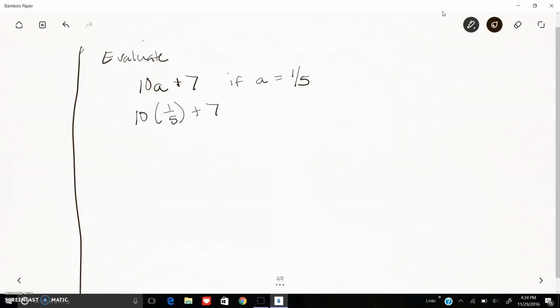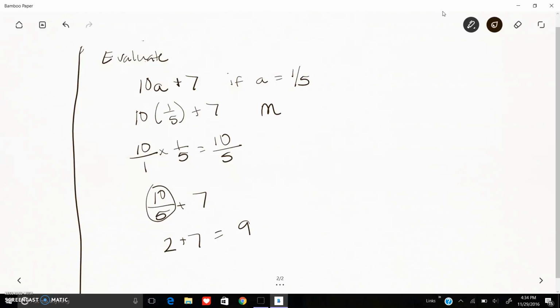I need to do my multiplication first as per the order of operations. So I'm going to do 10 times 1/5. Since this is a whole number and this is a fraction, I have to put my whole number over 1 and then multiply across. 10 times 1 is 10. 5 times 1 is 5. So now I have 10/5 plus 7. I can't just add these together, and I don't want to make this over 1 because then I'm going to have to find common denominators. But if I simplify this, I will have 2 plus 7, which equals 9. Next problem.